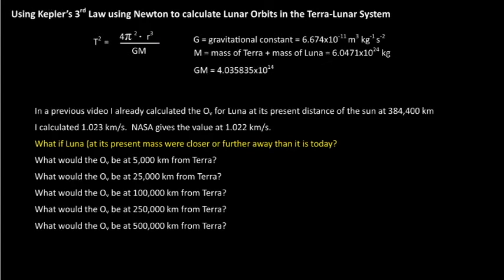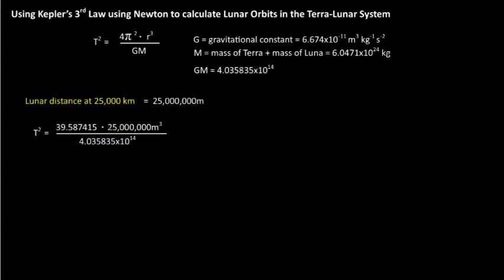But first, I'm just going to run you through what if the moon was at 25,000 kilometers from the center of the Earth. What would the moon's orbital velocity be? Well, we need to turn it into meters, so we get 25 million meters. We're still using the equation on top. This is the math for it, okay?